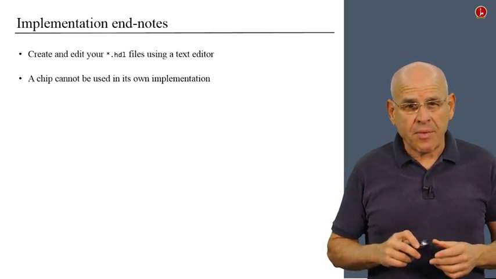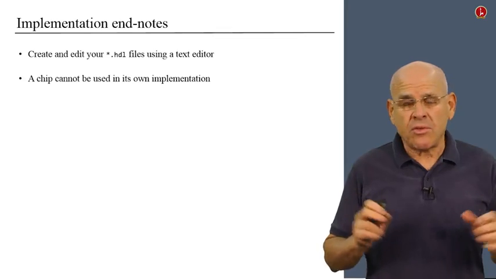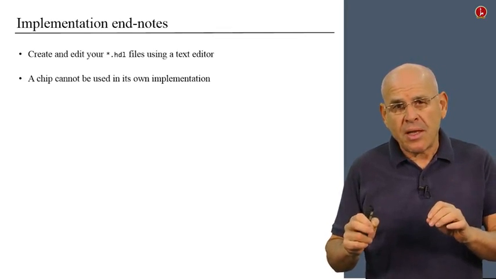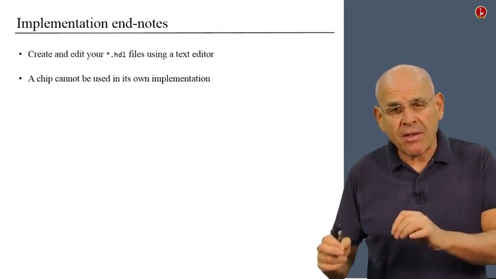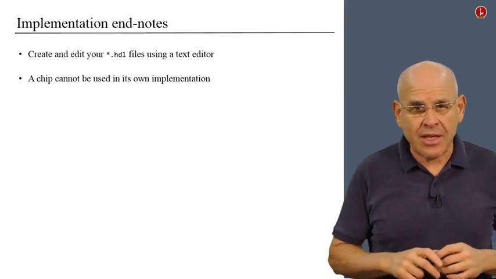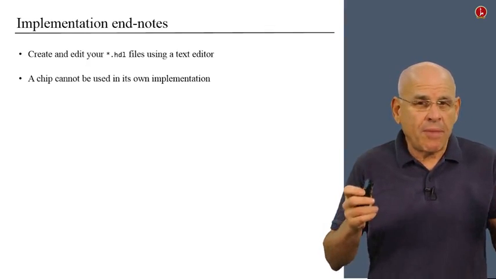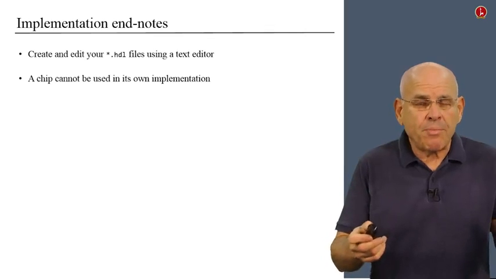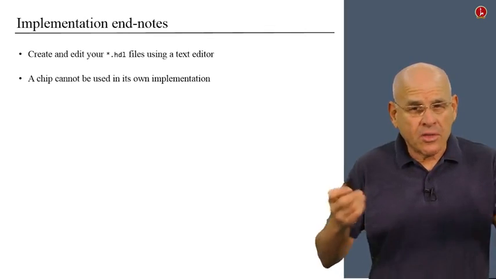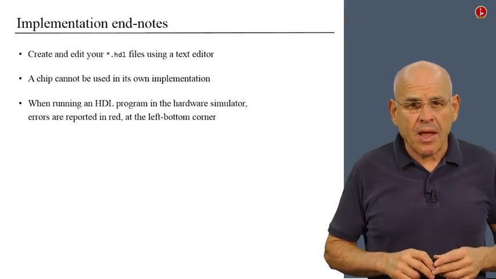The next point that confused some students is that you cannot use a chip as a chip part in its own implementation. There's no recursion in HDL. All right, so all the chips that you use when implementing a new chip have to be some other chips that you've implemented before, or some built-in chips which are always available as well.